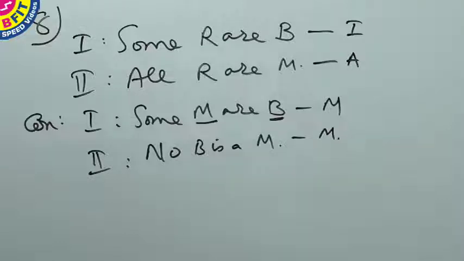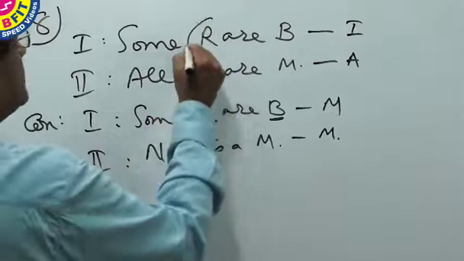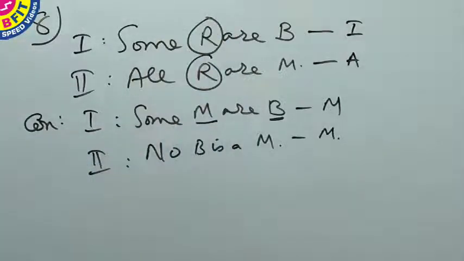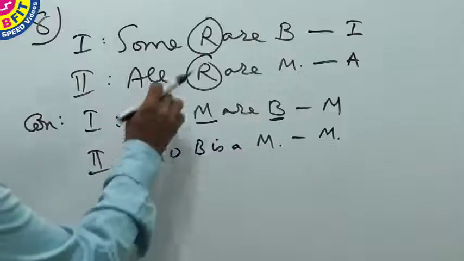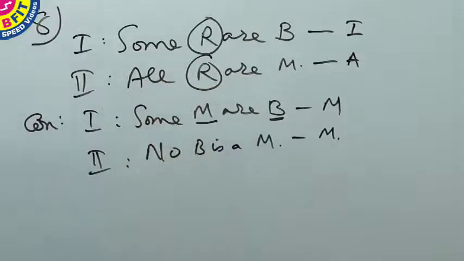Now if it is mediate, then next step is we have to find out whether there is any common term in the statement. Is there any common term in the statement? Yes. R is the common term. Is it aligned? No, it is not aligned. We have to align it. How we have to align it? We have to align it by conversion. Because this R is a subject in statement 1 as well as in statement 2.